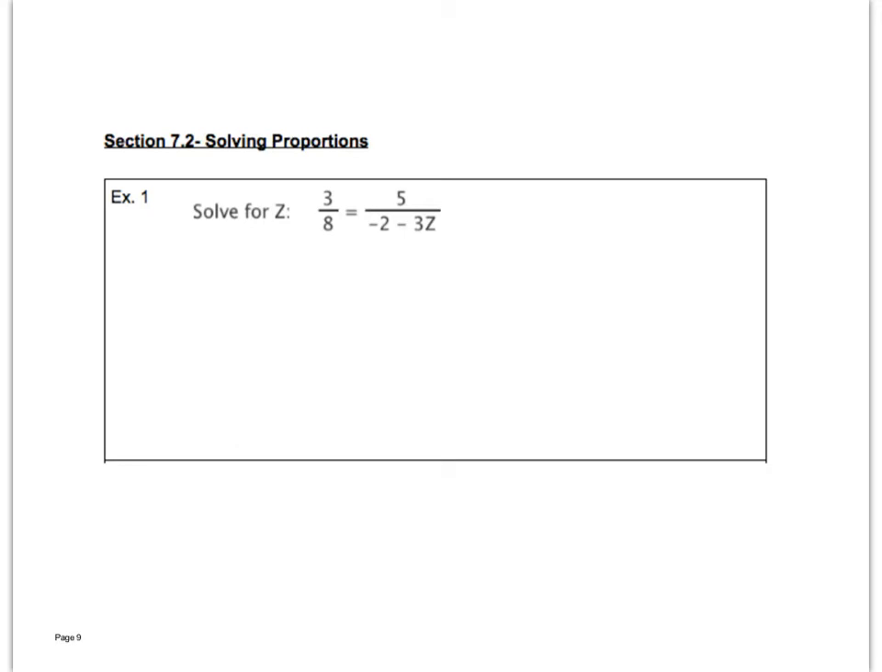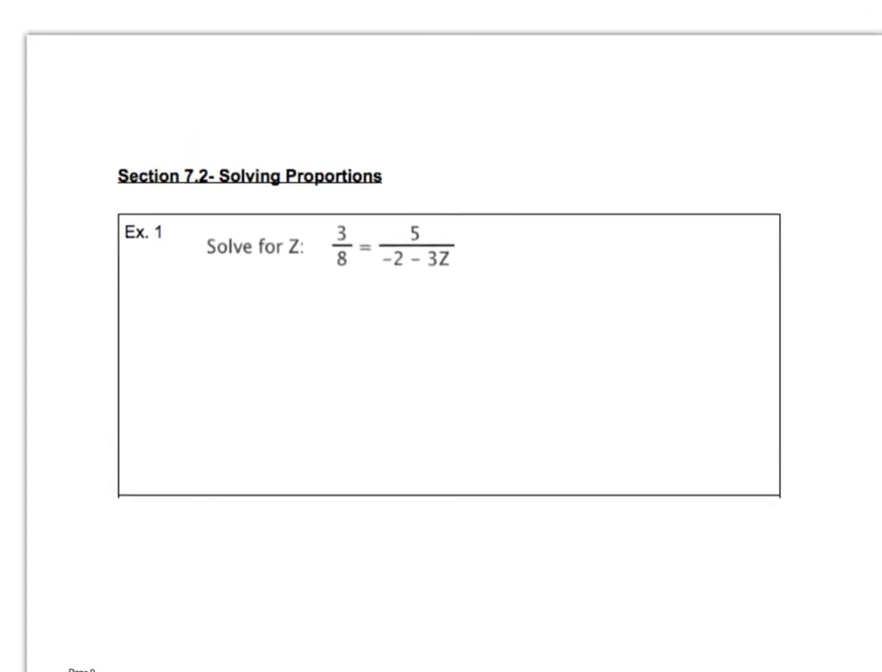But now, what if you just have a dry problem and it isn't so easy? There's not just an x, there's a negative 2z minus 3z. Well, you still cross multiply, okay? You still cross multiply. Let me spell cross right. So all you have to do is cross multiply.